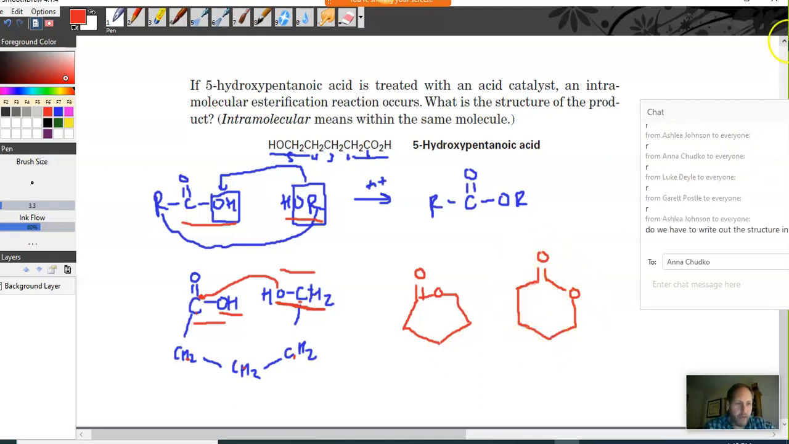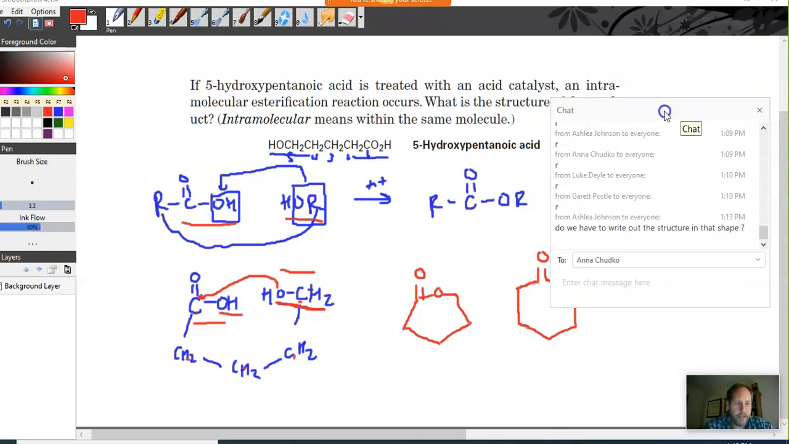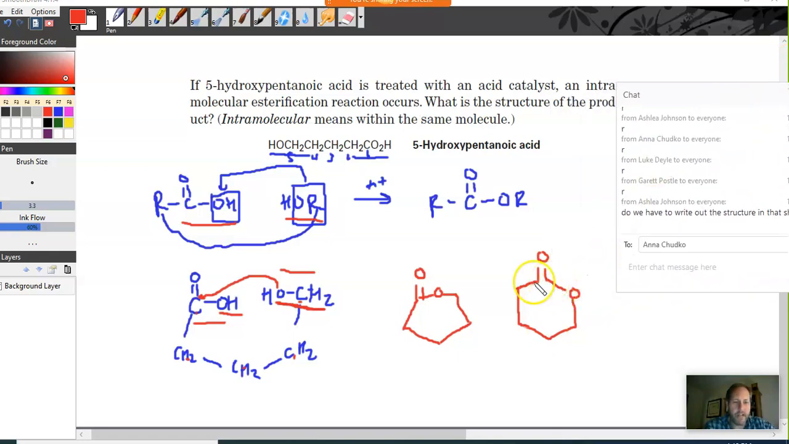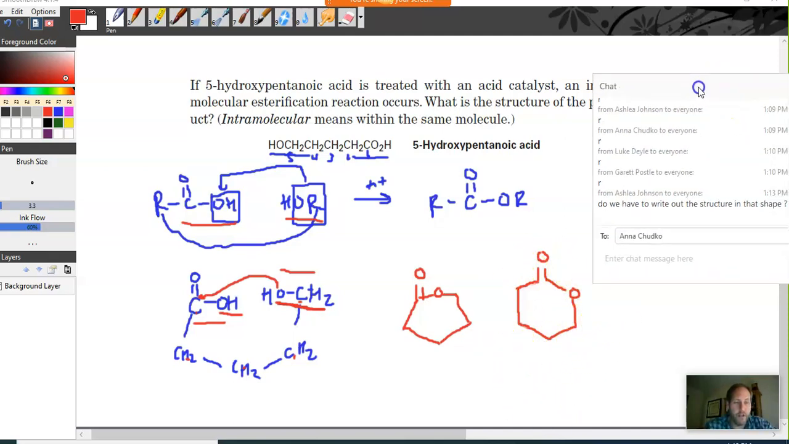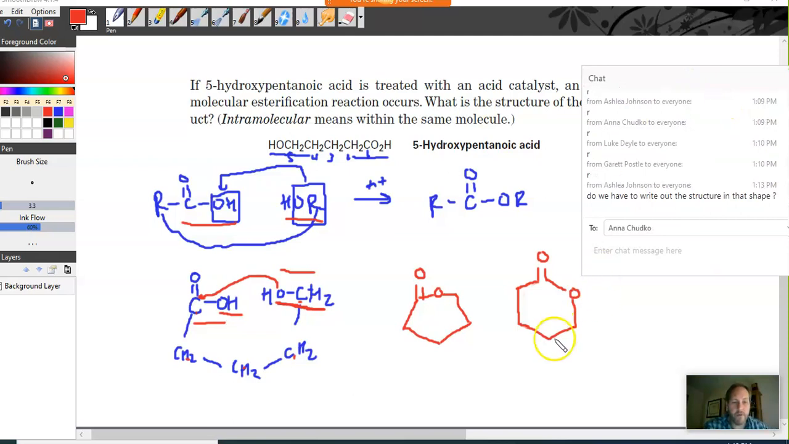Do you have to write out the structure in that shape? Well, no, but you just have to make sure that it's a six-membered ring. I mean, all I'm doing is writing it out and making sure that it just looks good. But yes, it has to be a six-membered ring, and you have to have it in the ester. If you drew it like this, that's fine. If you drew it upside down, that's fine.